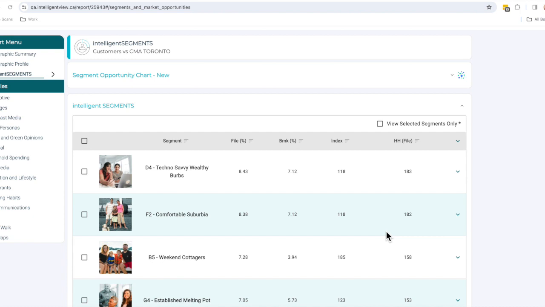Welcome to this demo of the segment opportunity chart on intelligentVIEW. In this video, we're going to discuss a new feature, the segment opportunity chart, which was designed to help identify opportunity through the most relevant intelligent segments to consider in target markets when trying to analyze audiences. This chart acts like a summary of the intelligent segments page in profile reports.